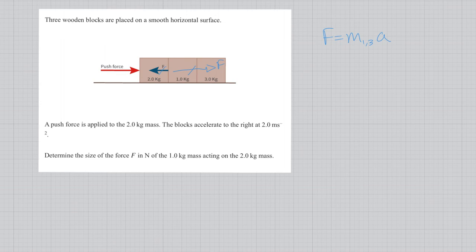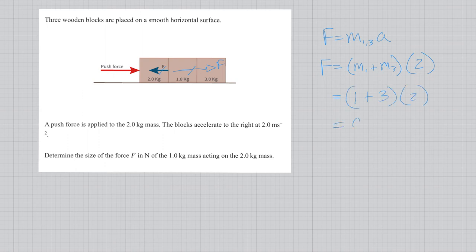So let's do that. F then is going to equal the mass of 1 plus the mass of 3, because that's the total mass that we're accelerating forward, times an acceleration of 2. So that's going to be 1 plus 3 multiplied by 2.